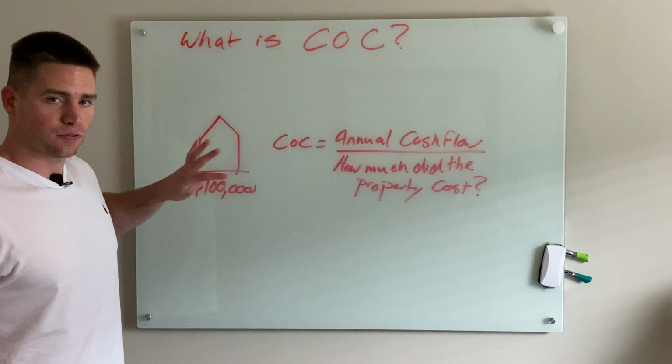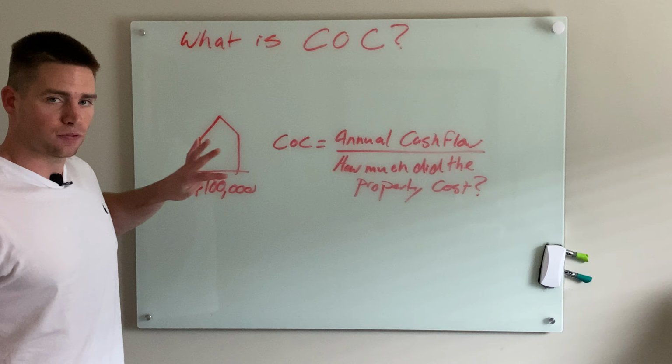Whatever's left over at the end of the day from the rental income that goes into my pocket is what we want to call profit. That amount divided by how much money I put in to buy this property. What's the ratio there? And that's called cash on cash. So let's briefly define it.